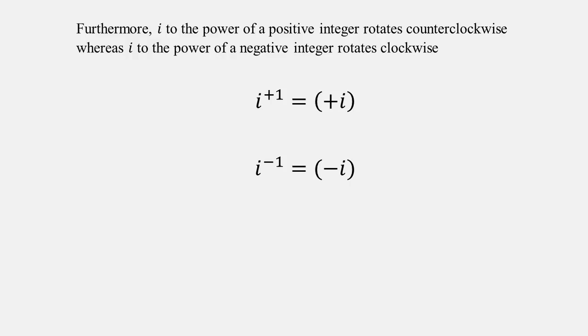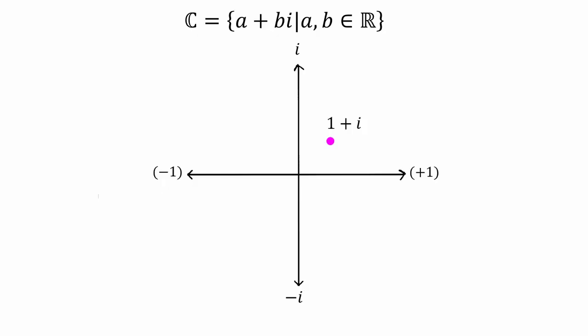Furthermore, i to a power of a positive integer rotates counterclockwise, whereas i to the power of a negative integer rotates clockwise. Therefore, the set of values of the form a plus bi create the complex plane.